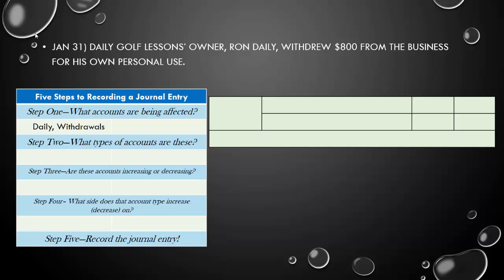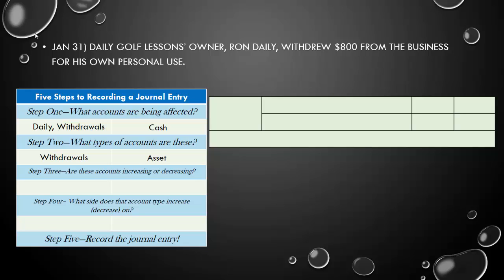And you do that in a withdrawal account for your owner. So we're going to call this one Daily Withdrawals. What is Mr. Daly taking out of the business? He's taking out cash. So anytime there's an owner withdrawal, the owner's withdrawal account and your cash account are the two accounts being affected. Daily withdrawals is going to be a withdrawals account, while cash is an asset.